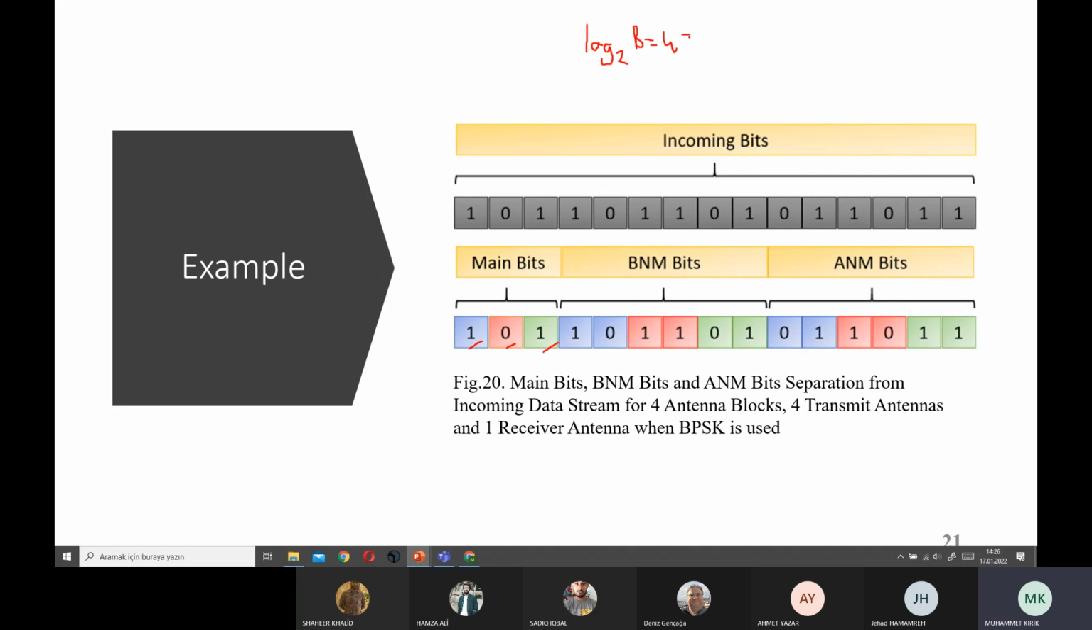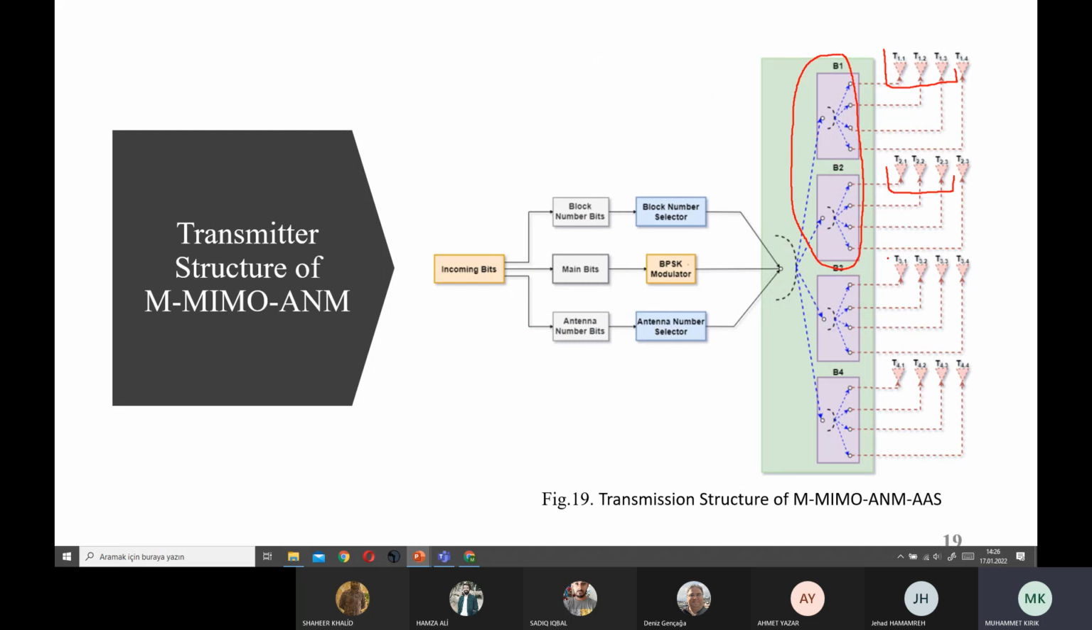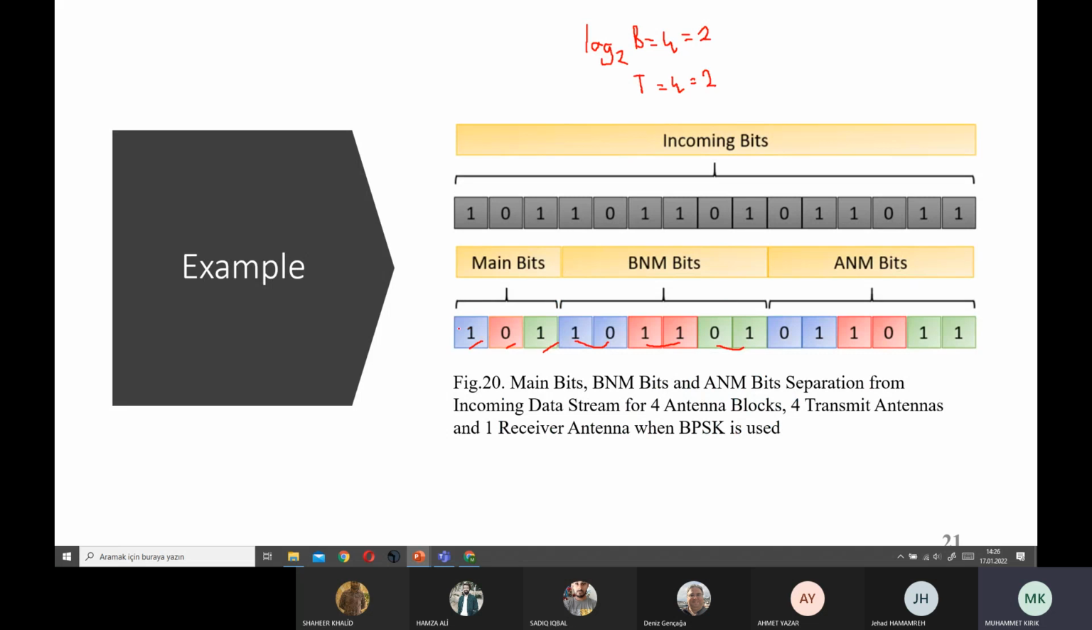So we are going to have 2 bits in each symbol as stated here with different colors. And similarly for the antenna number bits, we are going to put a t here in the logarithm, which is also 4. And we are going to have 2. The reason for that is that we have 4 antennas in each block. So when we do this, what we are coming up with is as follows. So we want to transmit this 1 by using this 1, 0.